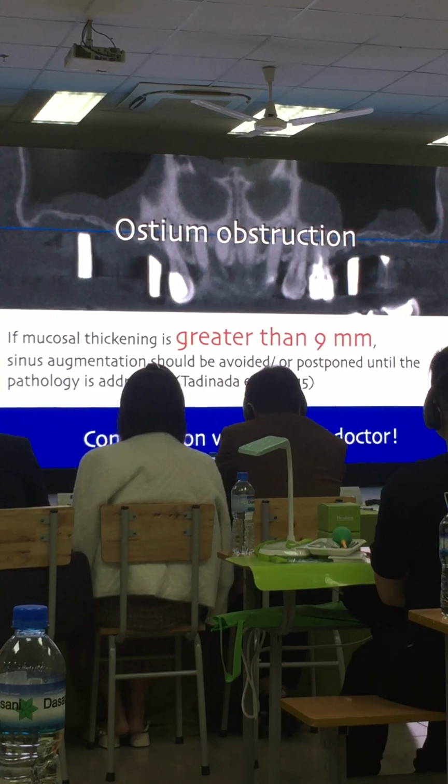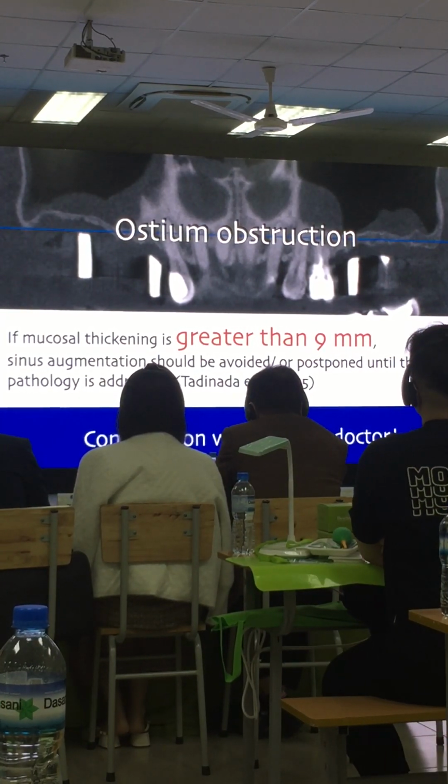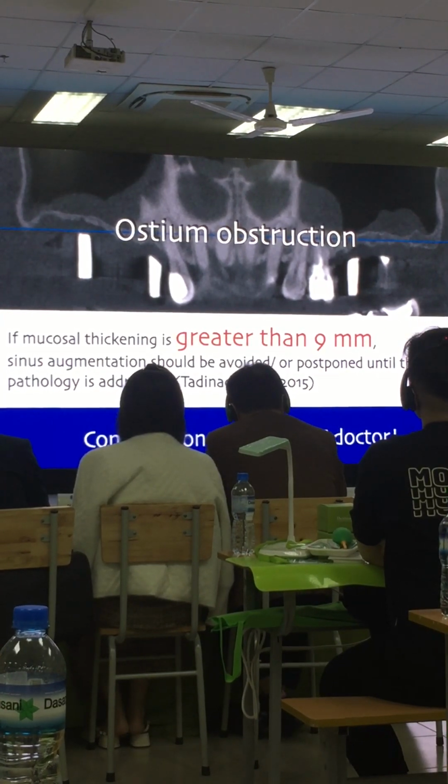If mucosal thickening is greater than 9 mm in the literature, please refer to an ENT doctor, and sinus augmentation should be avoided or postponed until the pathology is addressed.